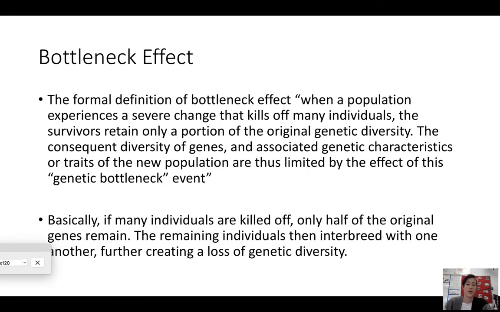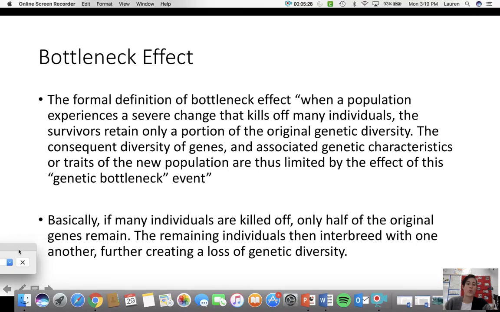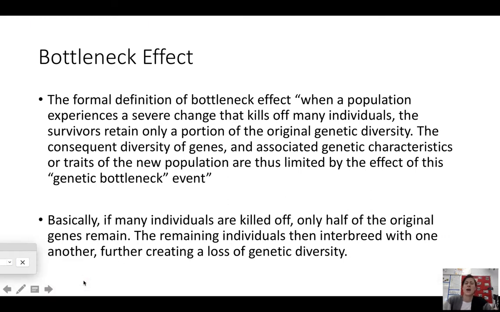Bottleneck effect is one of those ways. So the formal definition of bottleneck effect is when a population experiences a severe change that kills off many individuals, and the survivors retain only a portion of the original genetic diversity. Anyway, basically it just means that if a bunch of individuals are killed off, then only half of the original genes in that gene pool survive. So you're actually losing, like completely and totally losing, part of your gene pool.